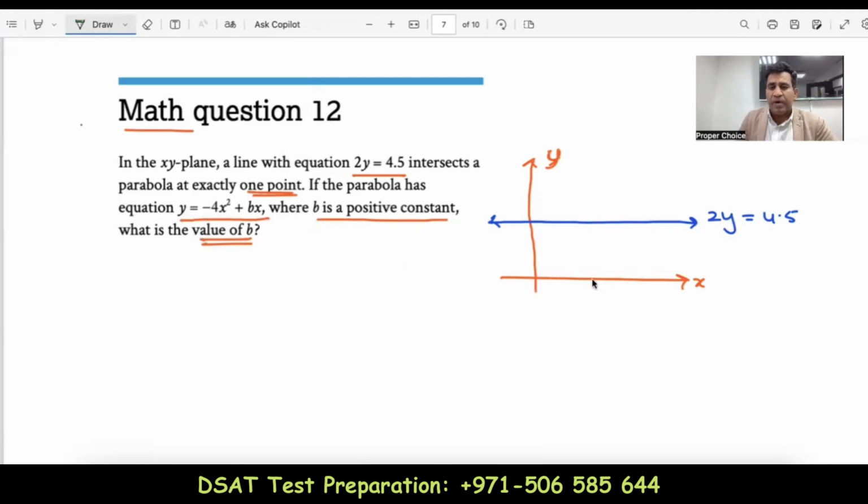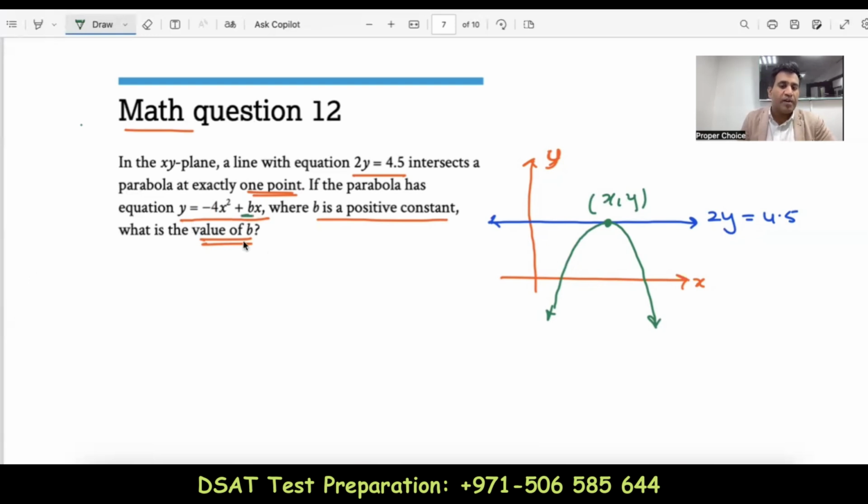As you see, the parabola could be somewhere. I don't know where it is intersecting. I'm just making a rough sketch. It's intersecting at exactly 1 point. So at this point, the y value is some value and the x value is some coordinate. I don't know. For it to intersect at that point, what could be the value of b? That is the question. How do I solve it?